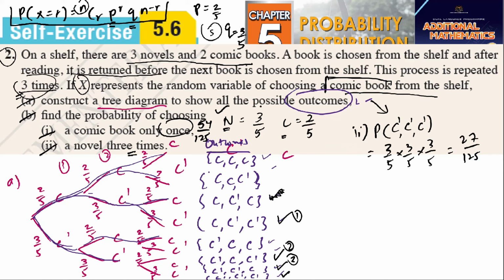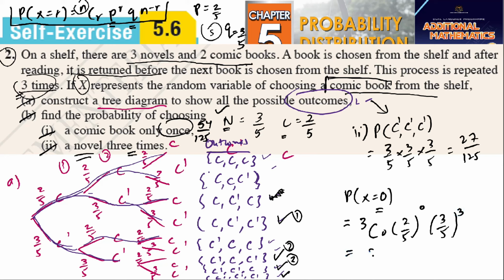So here, when you're using the formula, P(X = 0). Why X is equal to 0? Because we are talking about comic books, right? So a novel 3 times, that means you didn't get to choose the comic book at all. So it's supposed to be 0, the number of comic books chosen. So just substitute inside the formula. N is equal to 3, r is equal to 0, and then you have 2 over 5 to the power of 0, and then you have 3 over 5, 3 minus 0 is equal to 3. So here you are supposed to get the same, 27 over 125.